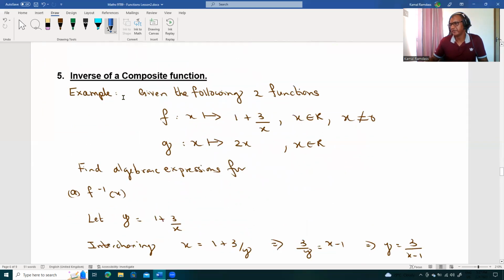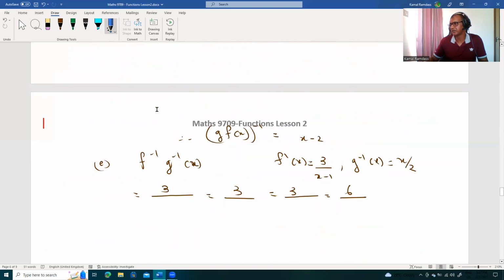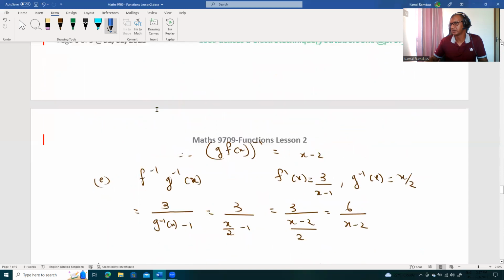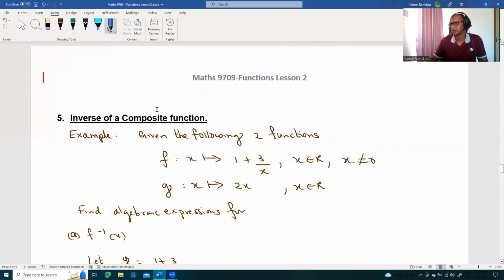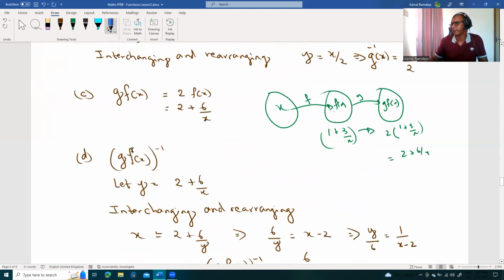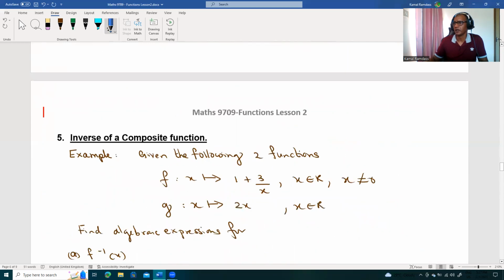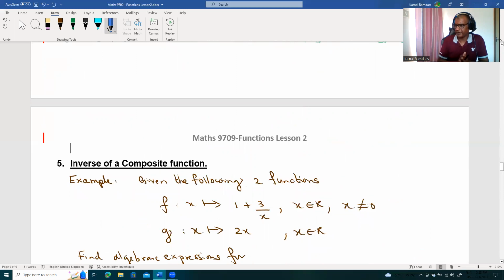Maintenant, nous causons inverse of composite function. Inverse of composite function, qu'est-ce que ça veut dire, là? Comment il arrive là? OK. Et je traite ça par un exemple.